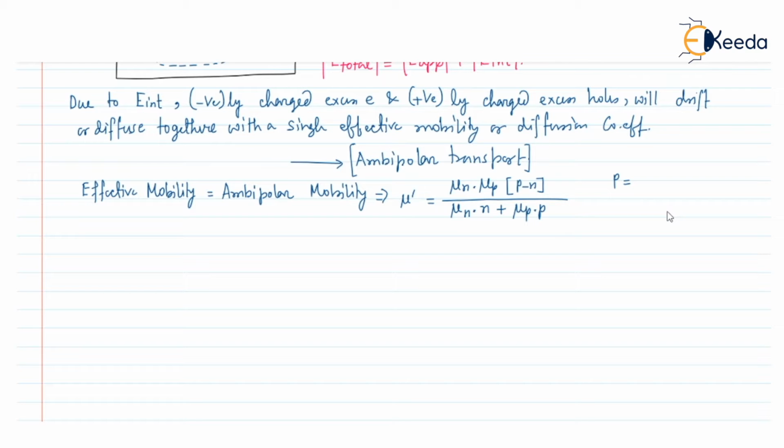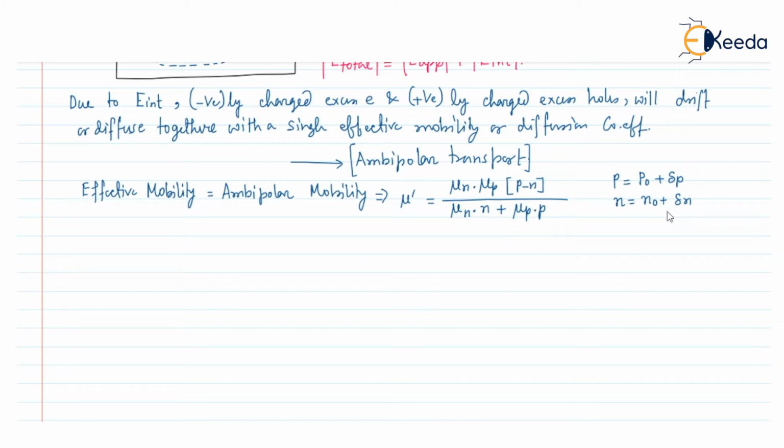total hole concentration, that is previously it was P0. After that, some excess hole concentration has been created, del P. Similarly, N can be written as N0 plus del N, that is del N is the excess electron concentration that has been generated after N0.